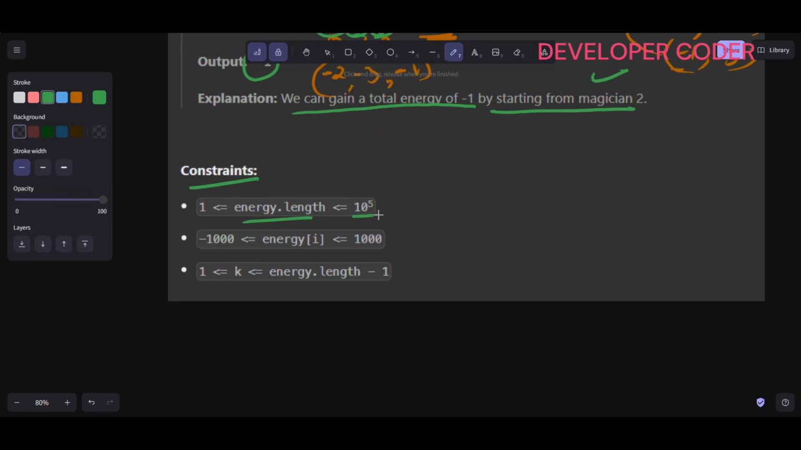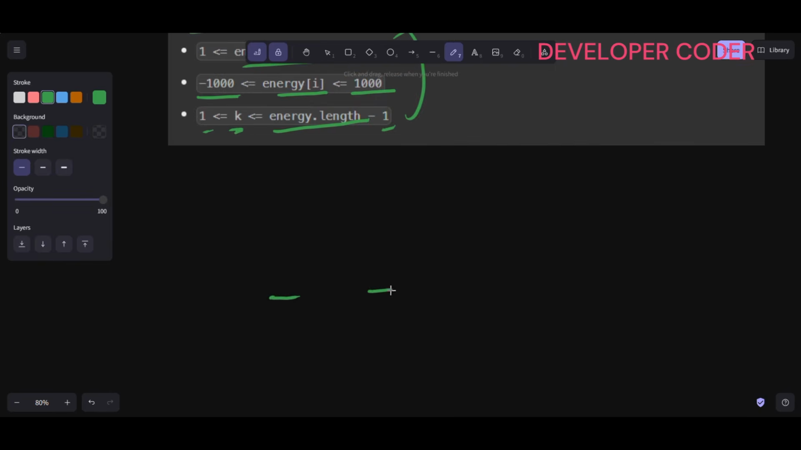Now these are the constraints. Energy length is 1 to 10 to the power 5, energy of i value is minus 1000 to 1000, and k value is greater than or equal to 1 and less than or equal to energy length minus 1. So very easy problem statement. Whatever values we have, first thing is I can start from any point. And now let's say this is 0 index, 1 index, 2 index, 3 index, 4 index, 5 index. Now let's say k value is given to me as 2.